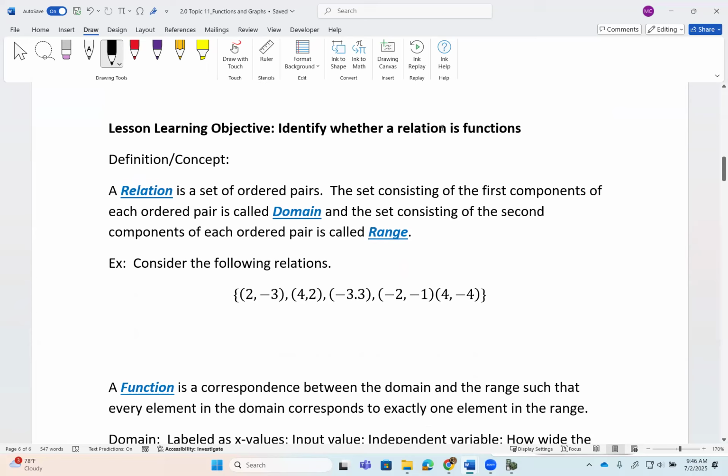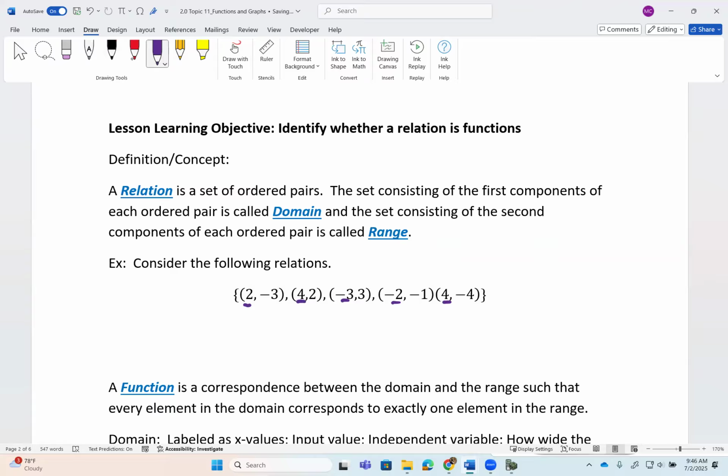Identify whether a relation is a function or not a function. A relation, this word, refers to a set of ordered pairs, just like what you see down here. Oh, I meant to change that to a comma. It's a set of ordered pairs. The set consisting of the first components of each ordered pair is called the domain. So the first components are the x values, which is called the domain.